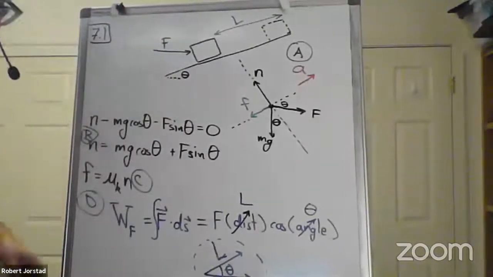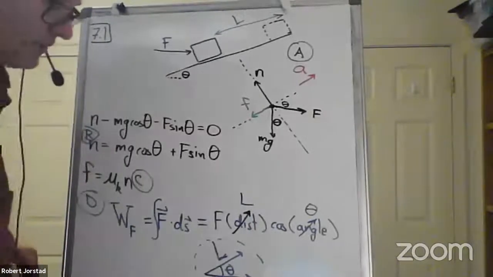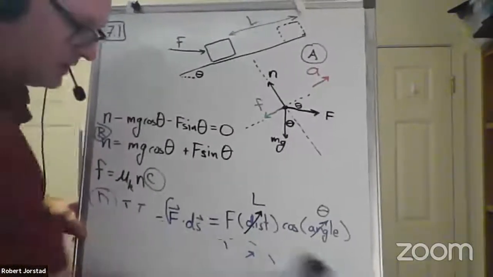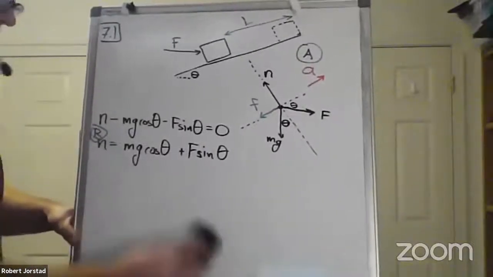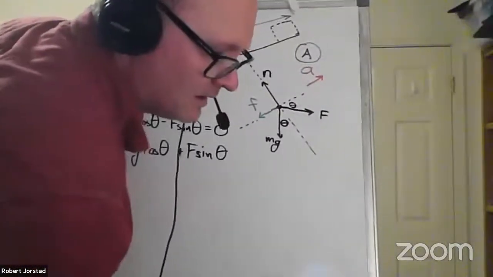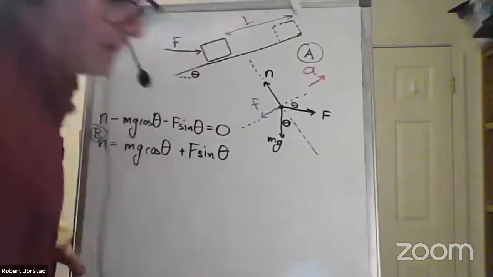All right, so I'm starting to run out of board space. So I'm just going to erase these ones. We've got those. We're good to go. So what's part E? Determine the work done by gravity.